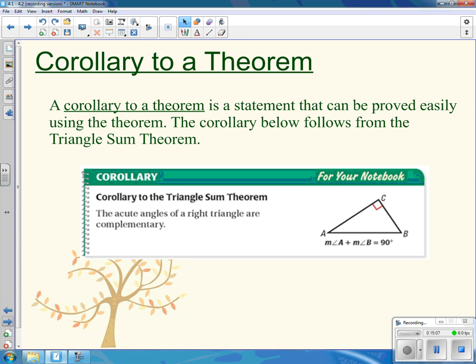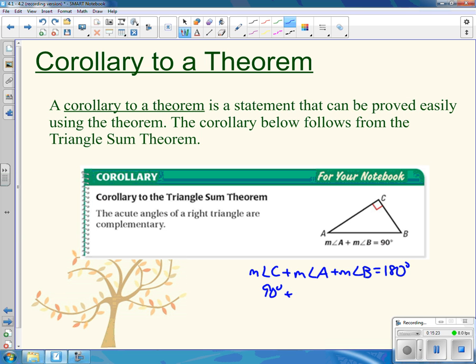So if we look at our triangle, we know that these add up to 180. So if angle C is a right angle, then the measure of angle C plus the measure of angle A and B has to equal 180. Well, if C is 90, then we can use our subtraction property to show that the measure of angle A plus the measure of angle B has to equal 90 degrees.